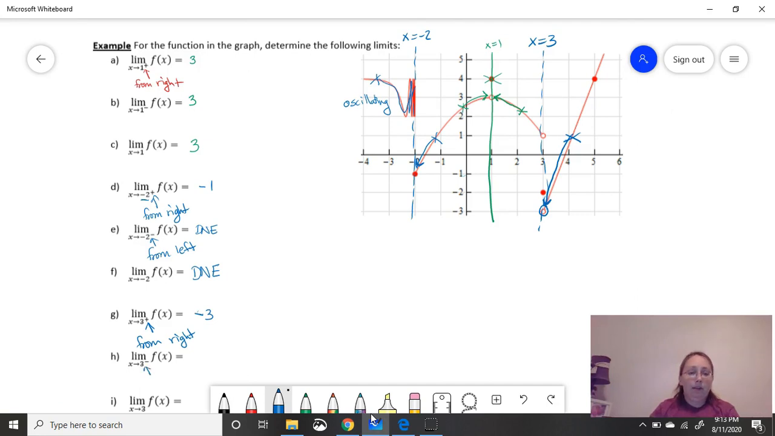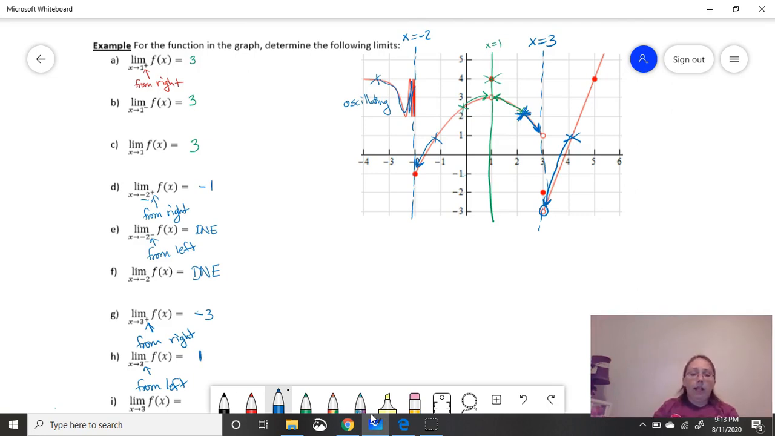Remember, the minus sign means from the left. So what I want you to do is approach x equals 3 from the left. So let's get on our curve maybe from over here and approach, oh, we're approaching a different point, which means we're approaching a different function value. This hole has the function value of 1. So the limit from the left is 1.